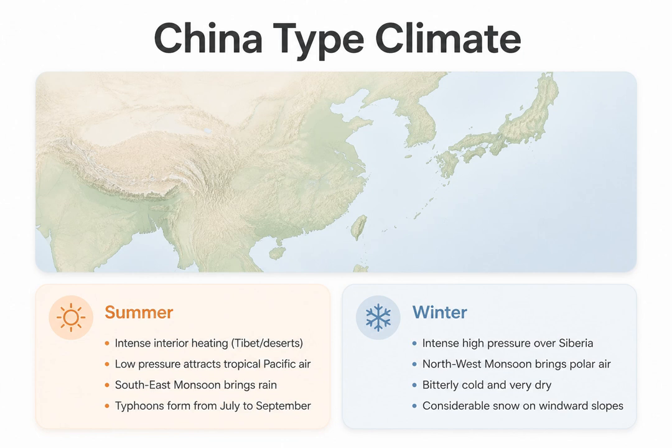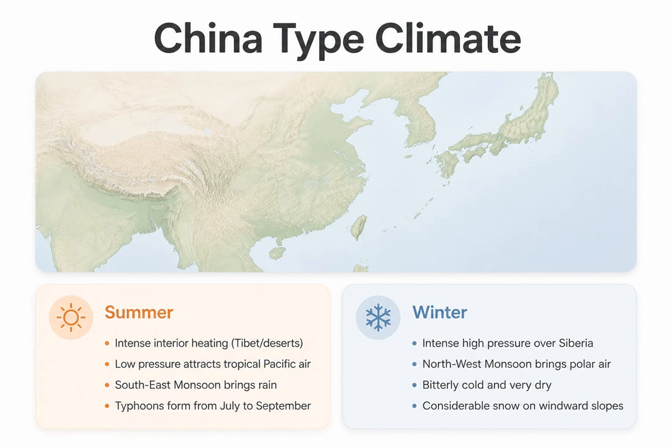In the summer, intense heating over the continental interiors, like Tibet and the desert regions, creates a massive low-pressure zone. This draws in the tropical Pacific airstream, creating the southeast monsoon. Unlike India, this monsoon doesn't burst suddenly, but it does bring typhoons in late summer.